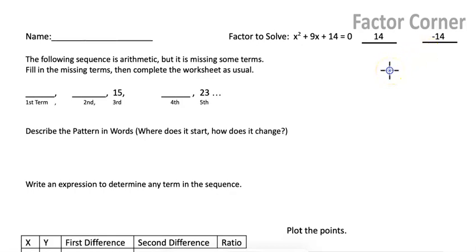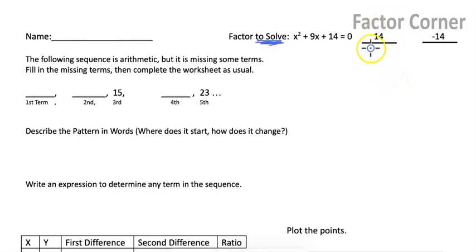All right, so just going to look at a few things for worksheet 14. So we're approaching here the end of Unit 1. And so not a ton of new things on here, but we'll go over a few. So just like we did yesterday, we see that our factor corner says factor to solve. So we still start the same way.